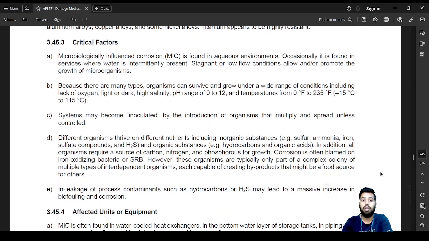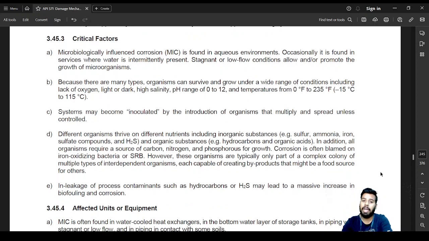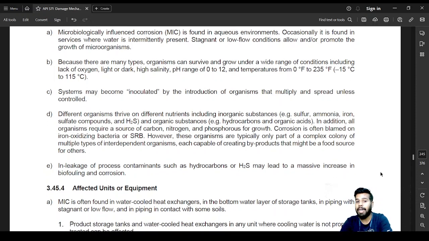Critical factors: microbiology induced corrosion or MIC is found in aqueous environments. Occasionally it is found on surfaces where water is intermittently present. Stagnant or low flow conditions promote the growth of microorganisms, because there are many types of organisms that can survive and grow under a variety of conditions, including lack of oxygen, light or dark conditions, high salinity, pH ranging from 0 to 12 and temperature ranging from minus 15 degrees Celsius to 115 degrees Celsius.